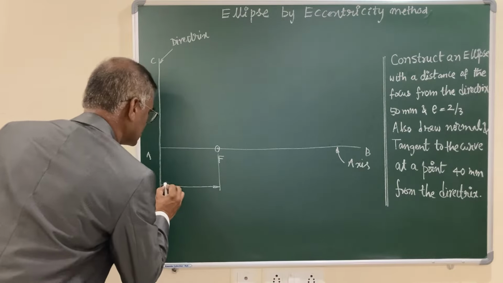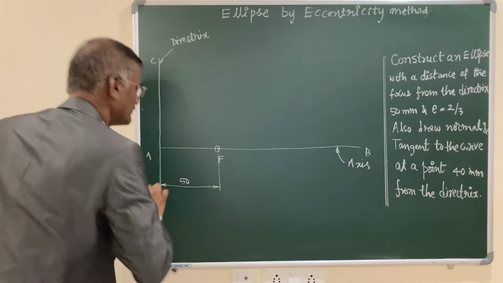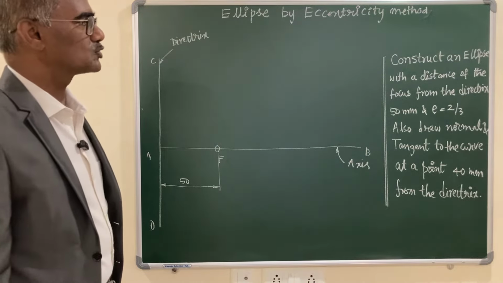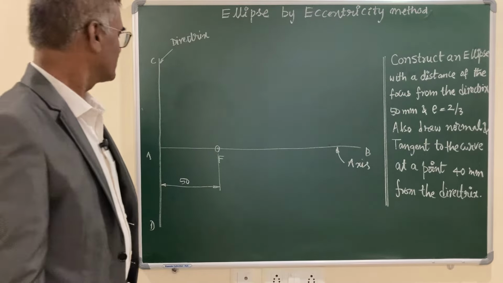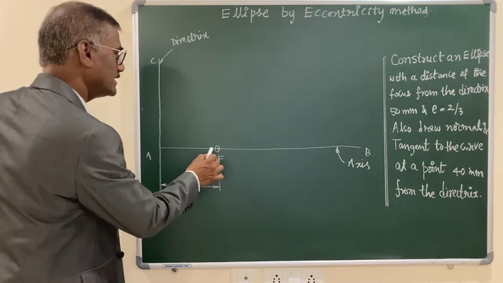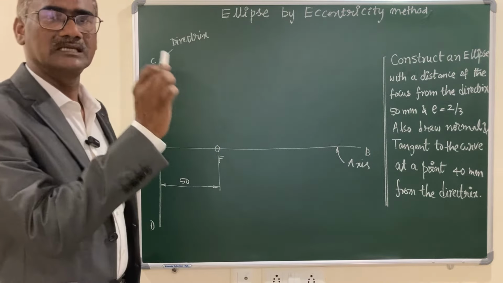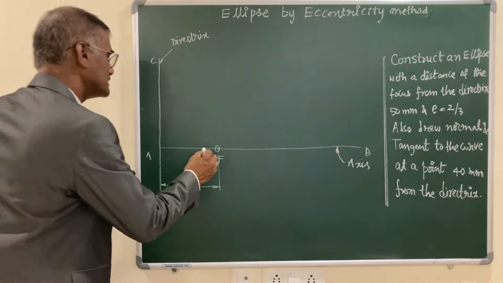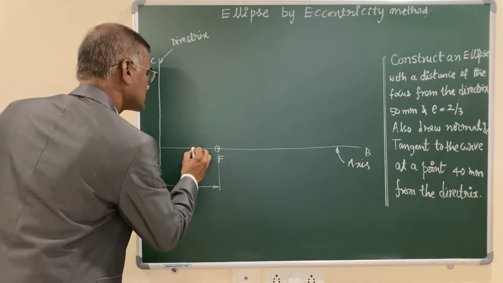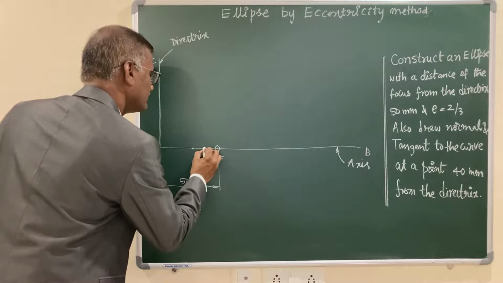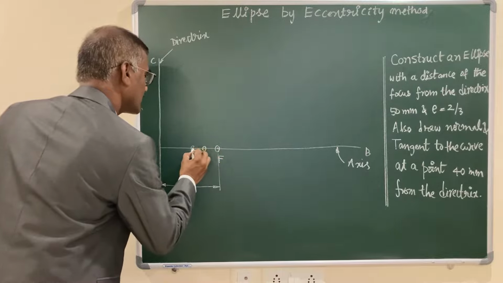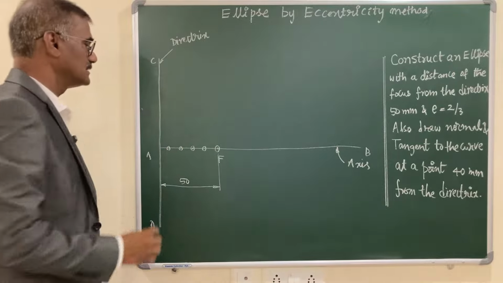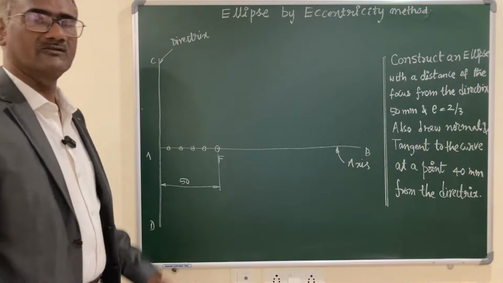50 mm from the directrix. So this is given in the problem. Locate the focus, and the eccentricity is given as 2 by 3. So for that purpose, you have to divide the AF into 2 plus 3, 5 equal parts, right? 50 mm is given, so easily you can divide it into 5 equal parts. Each division will be 10 mm. So now I have divided AF into 5 equal parts.